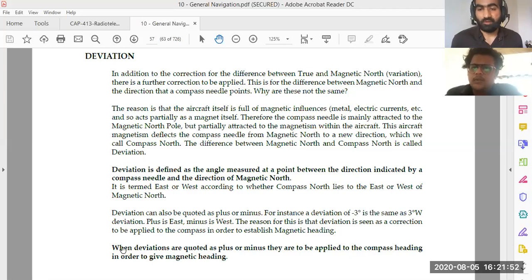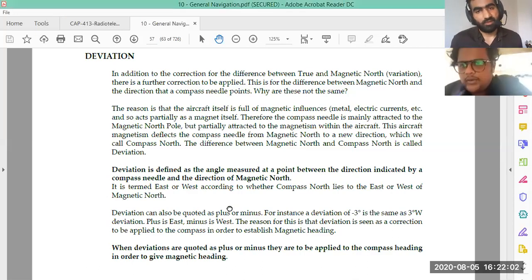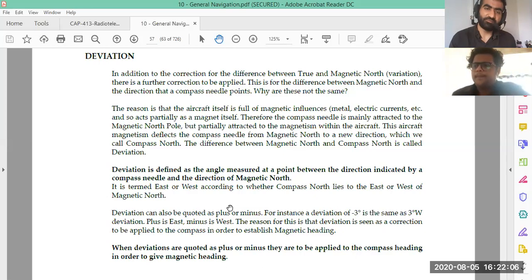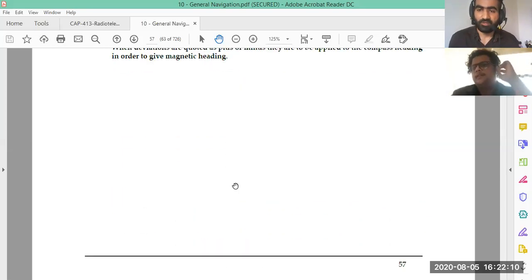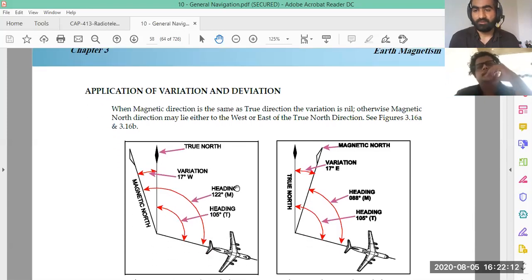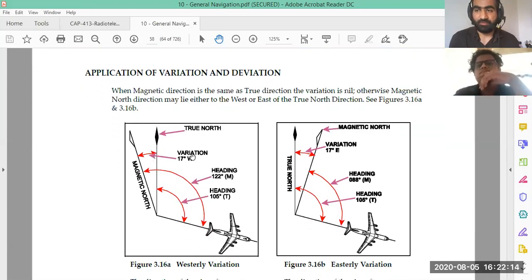When deviations are quoted as plus or minus, they are applied to the compass heading in order to give magnetic heading. How are they applied? East is least, west is best. That is what they are trying to say. See, a diagram similar to what we made. You'll have to make such diagrams.